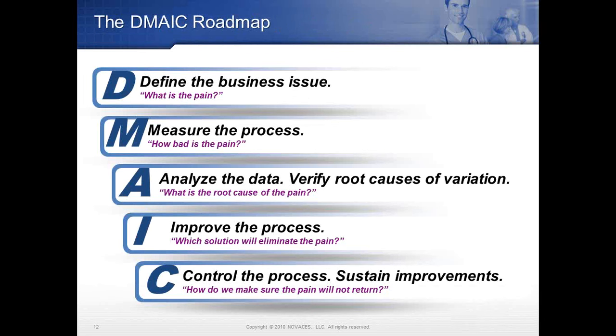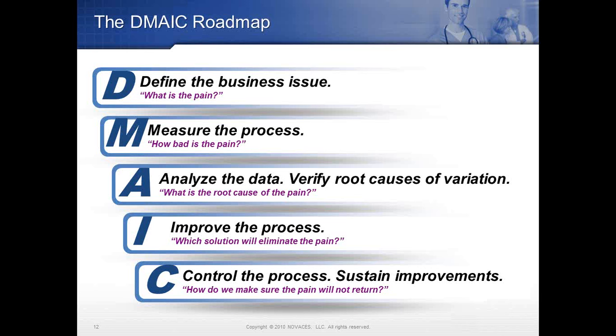So here's the DMAIC roadmap. Define, measure, analyze, improve, control. So define is, what is the problem? What is the pain? Measure is, how bad is it? How pervasive is it? How frequent is it? How many is it? How much is it? All of those questions are asked in the measure phase of the Six Sigma project.